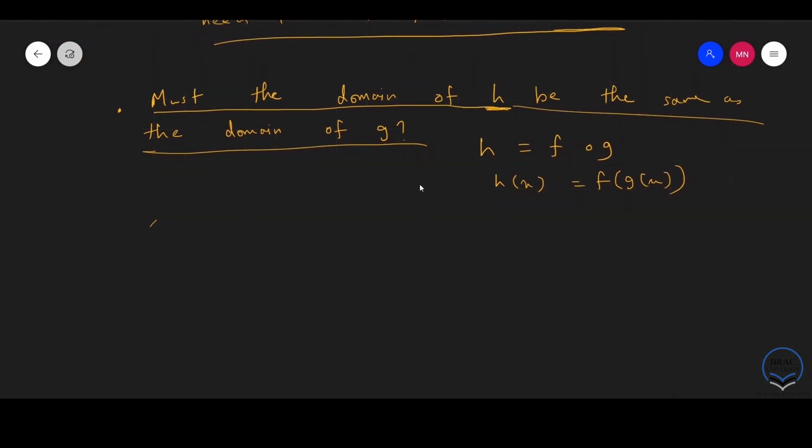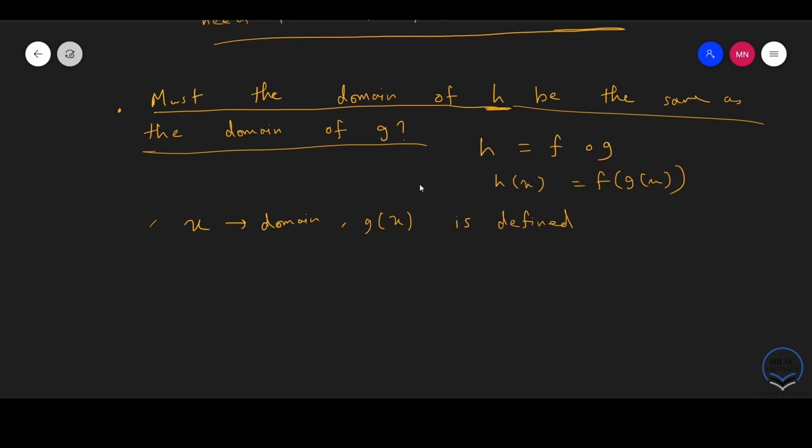Now, if x is in the domain of g, then g of x is defined, right? If x is in the domain of g, then obviously g of x is defined, right?